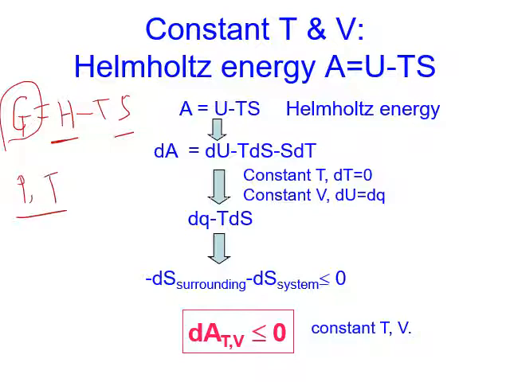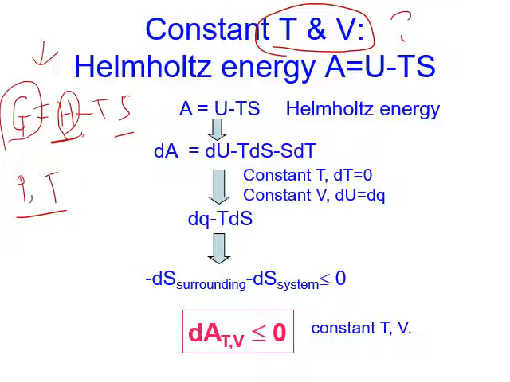What if we want to find a function that combines the entropy of the system and surrounding together under constant temperature and volume? Compared to Gibbs energy, under constant volume, we need a function that can represent heat, just like enthalpy represents heat under constant pressure.